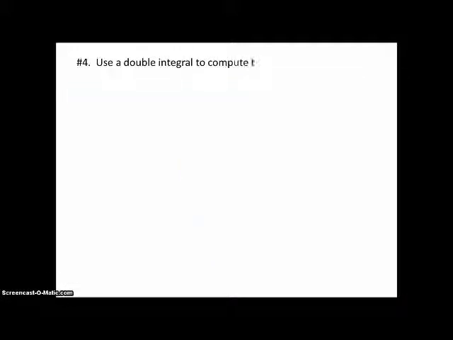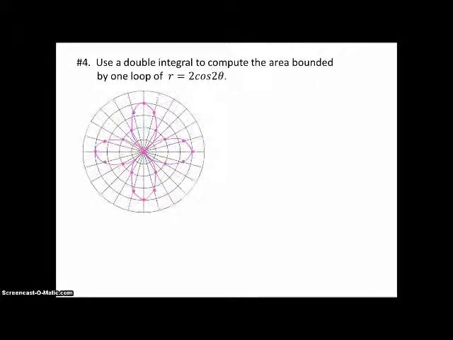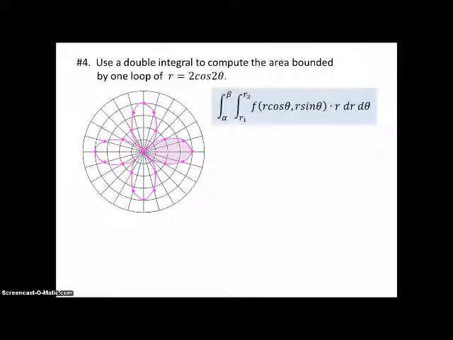Number 4, use a double integral to compute the area bounded by one loop of the polar curve r equals 2 cosine 2 theta. Here's a picture of 2 cosine 2 theta, and there's the loop that I chose to evaluate. Here's our handy dandy formula. Notice that r is going to move from 0 out to the curve, so r goes from 0 to 2 cosine 2 theta, and pretty obviously theta is going to go from negative pi over 4 to pi over 4, because 2 cosine 2 theta will be 0 at those angles. That's my start and stop.